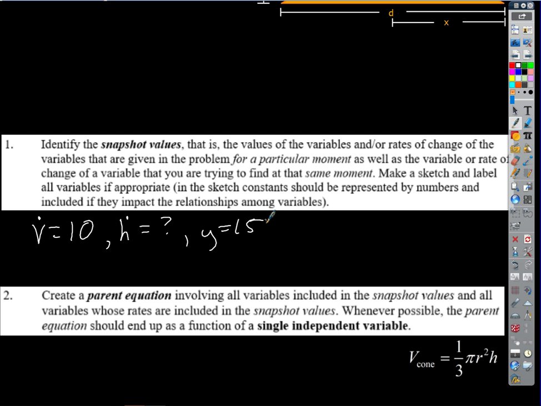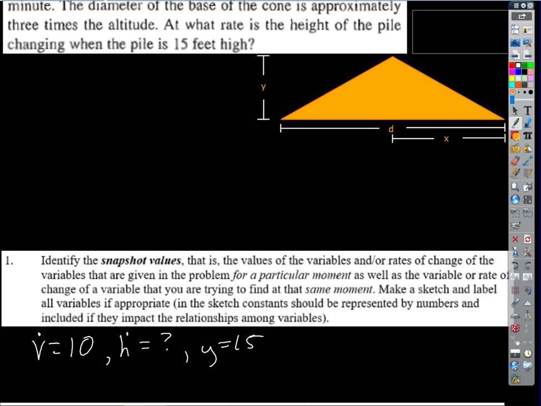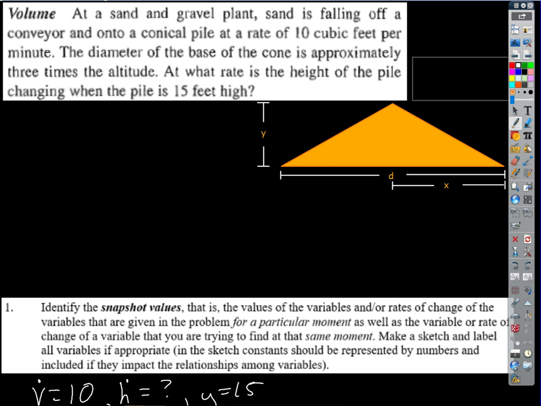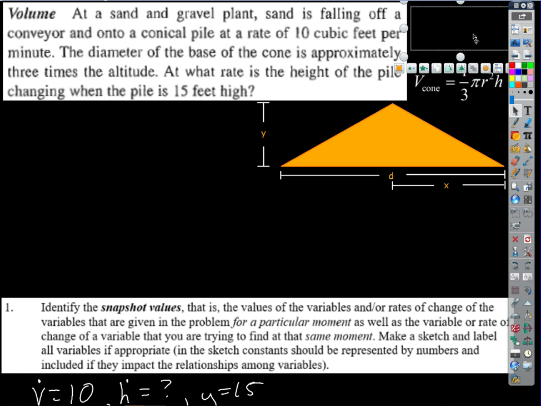All right, so the next step would be to create a parent equation. So what do we got here? This is a cross section, but what shape is this? A cone, right? And more specifically, we call this a right cone. It's just going to look like there's the apex, and then we've got this circular base. Do you remember what the volume formula is for a right circular cone? Well, actually, you see right there. There you go. So 1/3 pi r squared h.